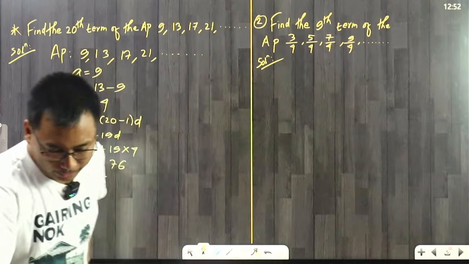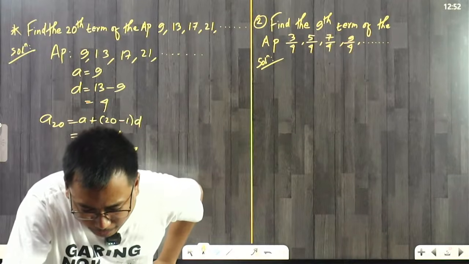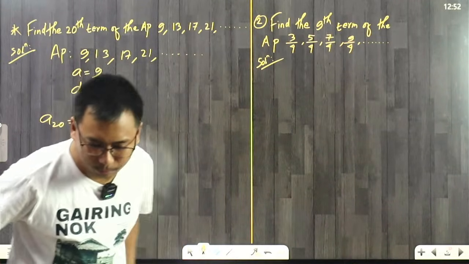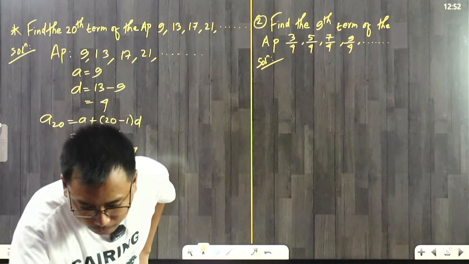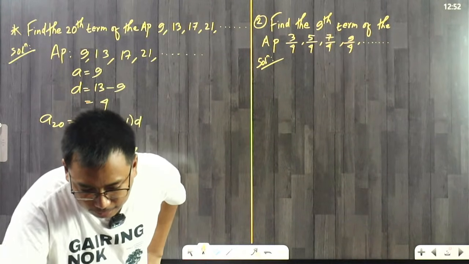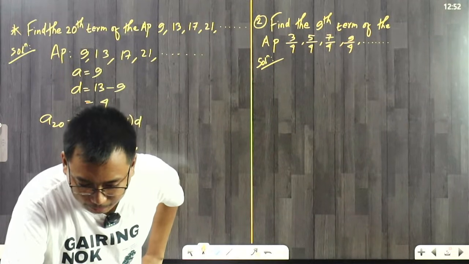Rajiv, 19 by 4. Yes, 19 by 4. Another Rajiv is telling 19 by 9. Okay, let's check. Some of you are giving different answers. Mystery says 19 by 4. Rajiv is saying 19 by 4. Another Rajiv is saying 19 by 9.